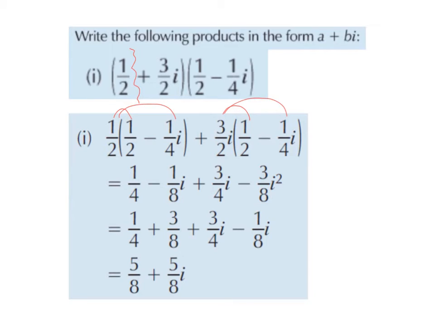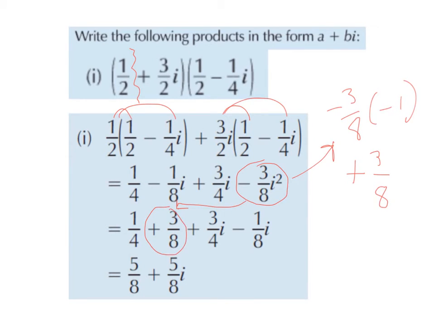Now, very important, whenever we see an i squared, we're going to change it to minus 1, and we're going to put brackets around it. So this becomes minus 3 over 8 times minus 1. So the i squared becomes a minus 1 with brackets around it. A minus multiplied by a minus gives a plus, and 3 over 8 times 1 gives 3 over 8. And that is where this 3 over 8 comes from. So basically, this minus 3 over 8 i squared ends up becoming plus 3 over 8.